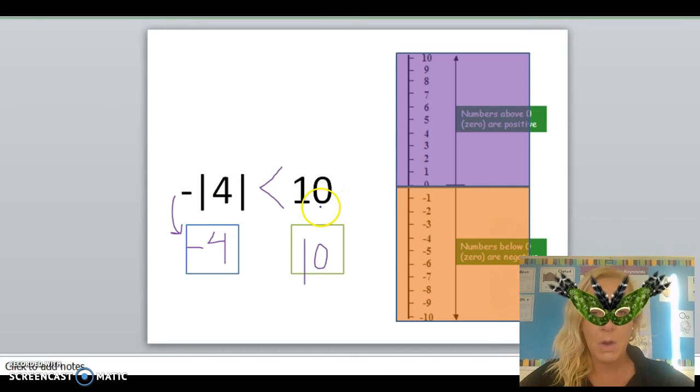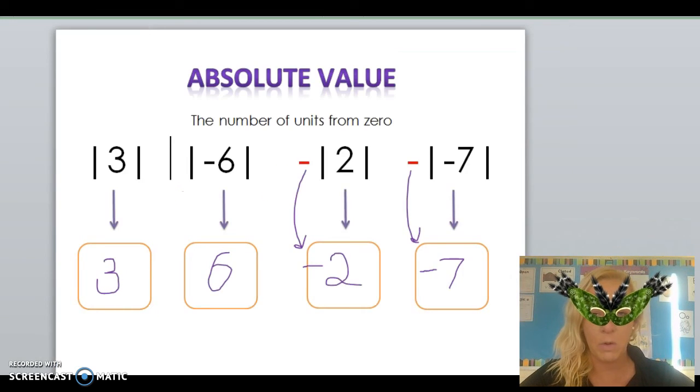In class tomorrow, we're going to be comparing absolute value a little bit more, and you can refer to your graphic organizer for additional help.